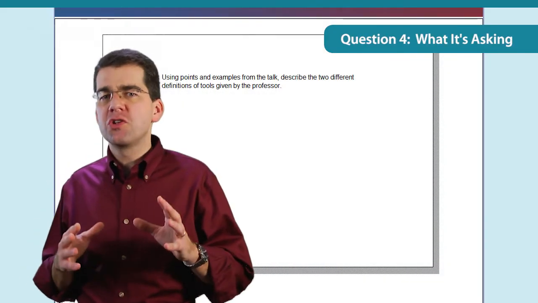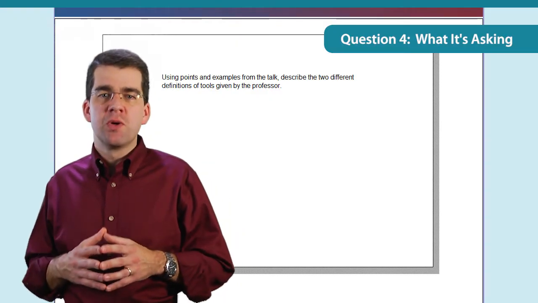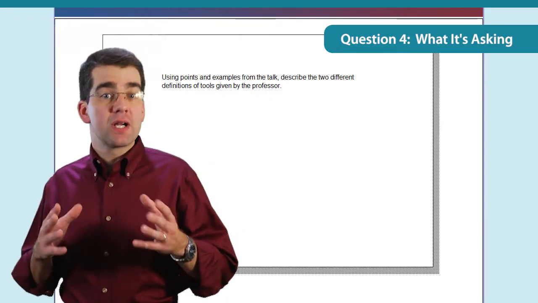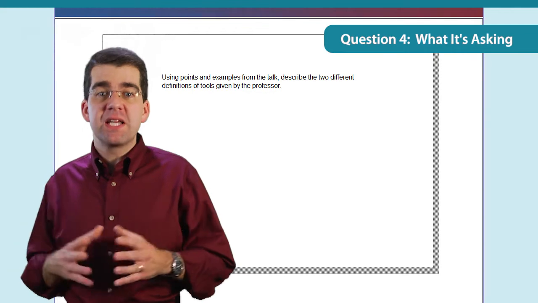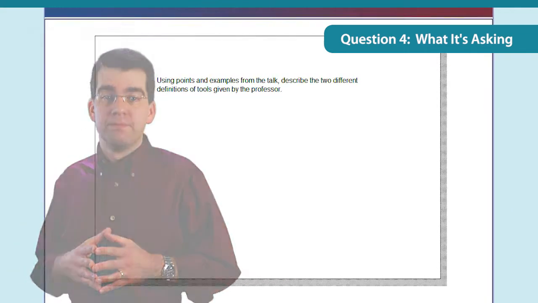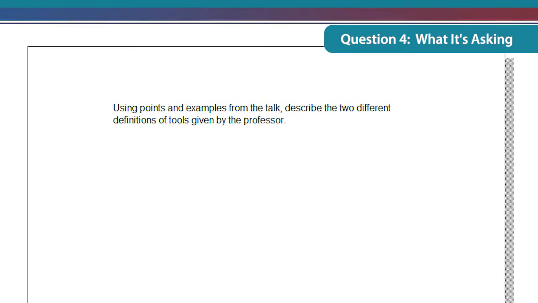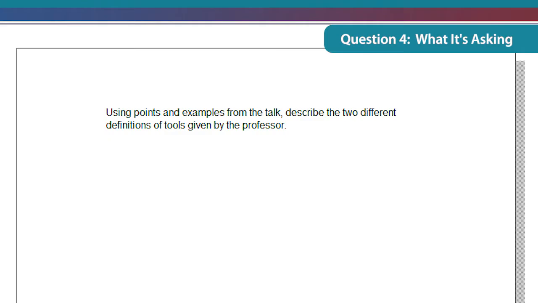Then it will have examples that help explain or clarify the issue. The question will ask you to explain the main concept or issue using the points and examples that were given in the lecture. So basically, it's a very straightforward summary. Here's the example of question 4 about tools. Using points and examples from the talk, describe the two different definitions of tools given by the professor.